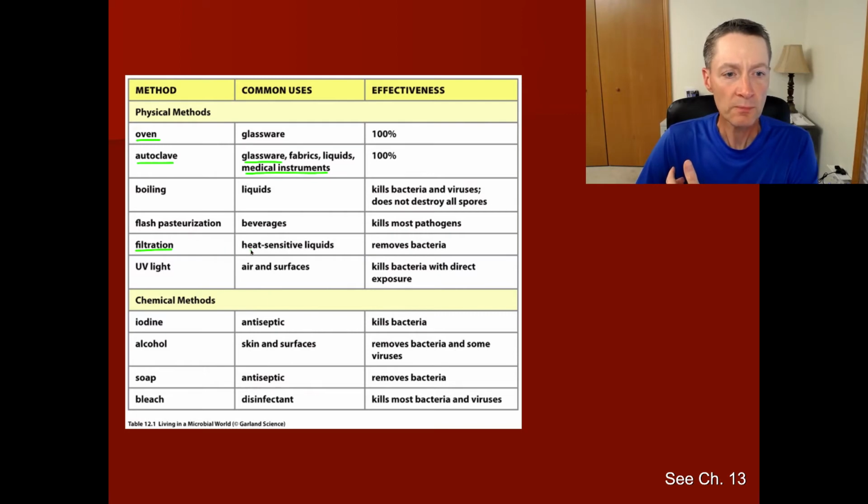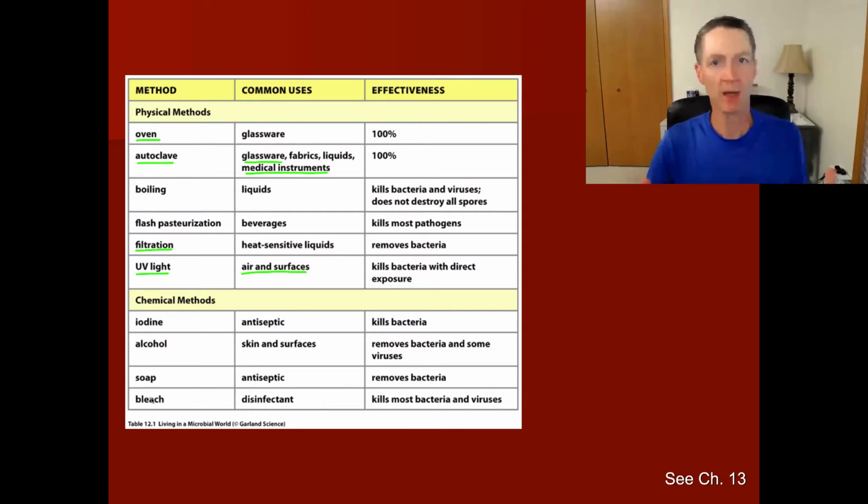And we could also apply some kind of radiation for something that we can't apply heat to, or maybe plastic instruments and things like that. All right, chemical methods would be any number of these chemicals down here. And these are not by any means the only chemicals that we could talk about, but these are just some really common ones.